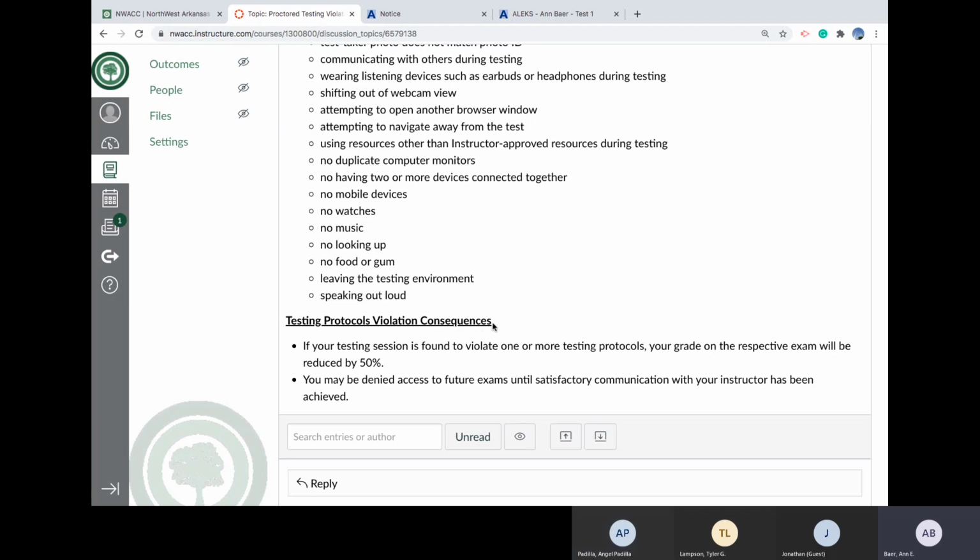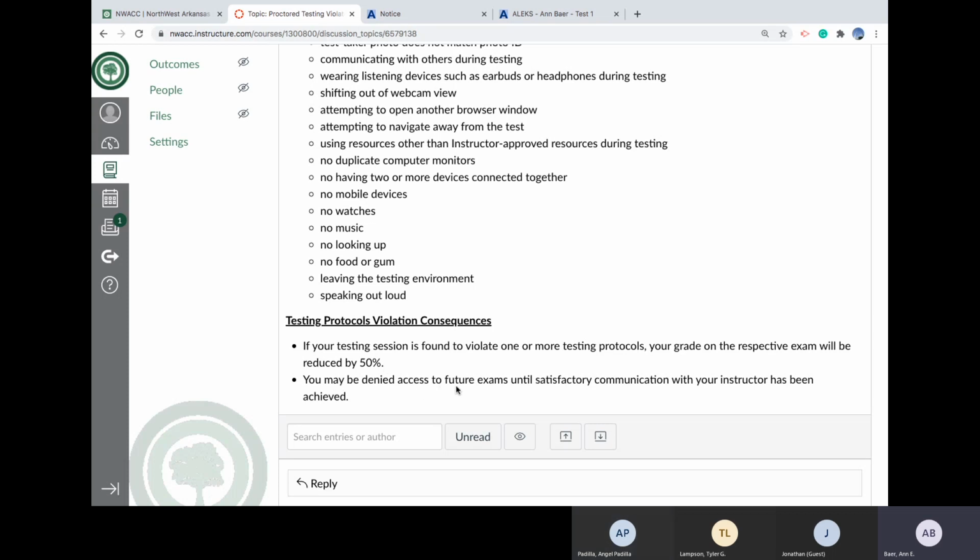Testing protocol violation consequences. If your testing session is found to violate one or more testing protocols, your grade on the respective exam will be reduced by 50%. So what does that mean? Say you got an 80% on the exam. Then I would have to take half of 80% and you would be down to 40% on the exam.